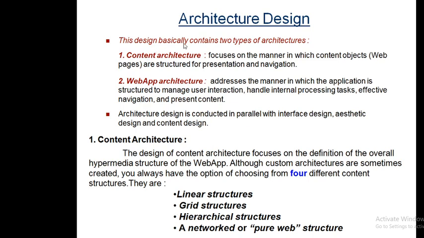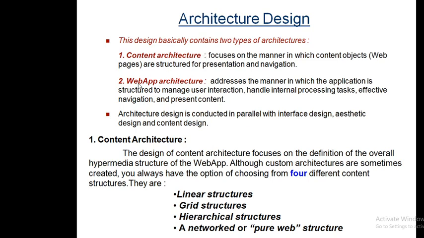Basically, architecture design contains two types of architectures: first, content architecture, and second, web app architecture. Content architecture mainly focuses on the manner in which content objects are structured for presentation and navigation. So it focuses on content objects and how they are structured, how we are presenting them, and how we are navigating from one object to another object. All these things are mainly the focus of content architecture.